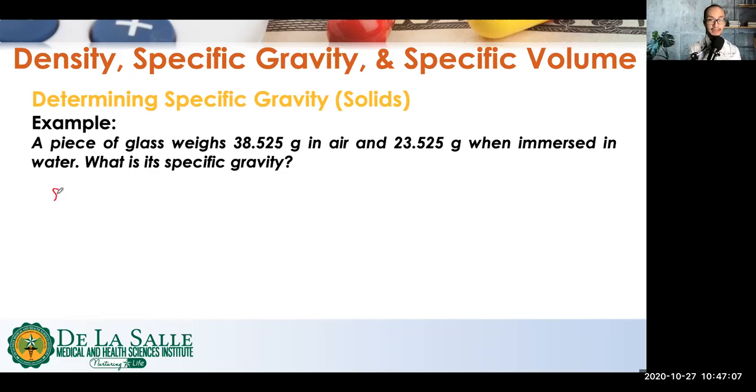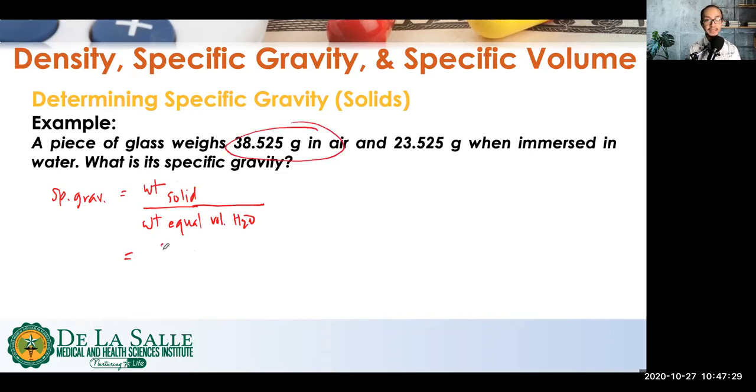Okay, so remember that the formula for specific gravity is equal to the weight of the substance, this time the solid, divided by the weight of an equal volume of water. Ayan. Now, where do we get the weight of the solid? The weight of the solid is basically the weight of the solid in air. Okay, so that's 38.525 grams. So remember, ang dinedetermine natin dito is the specific gravity of the solid.